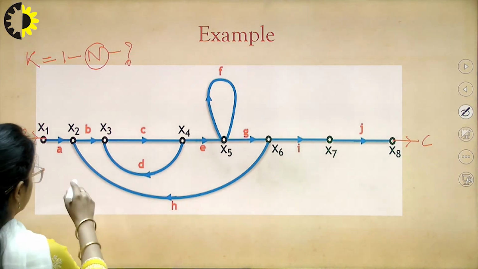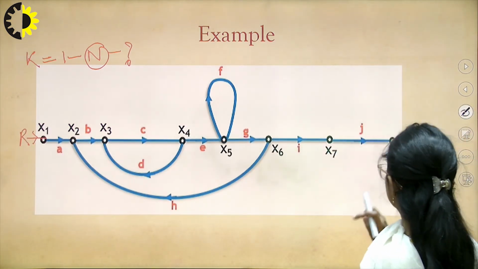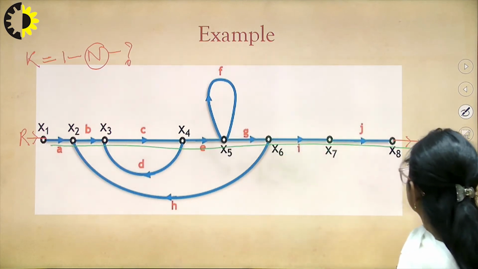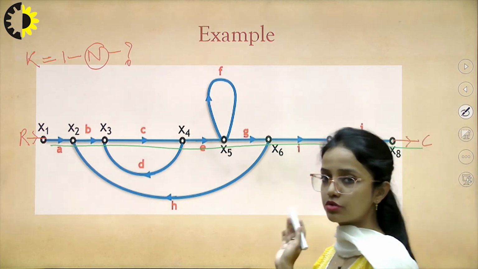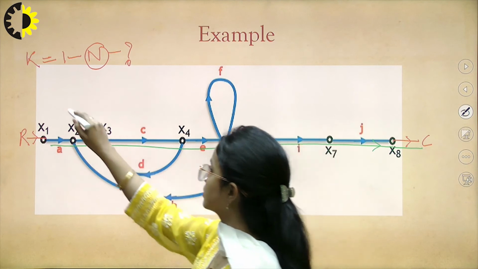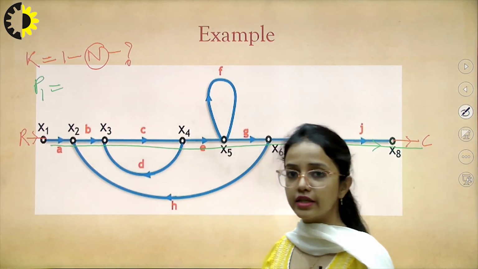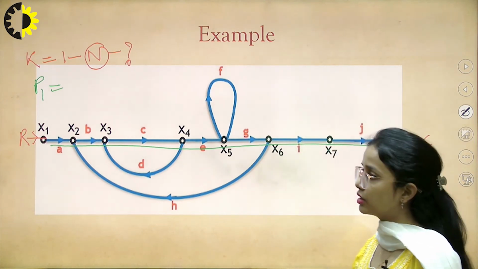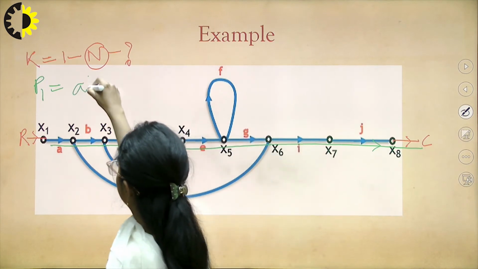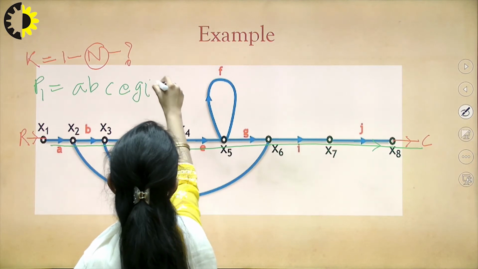In this, let me take a different color marker. This one is a path which takes me from input to output. Of course the value of this path P1 will be the product of all the gains traversed during the flow of that path. So it will be A, B, C, E, G, I, J.